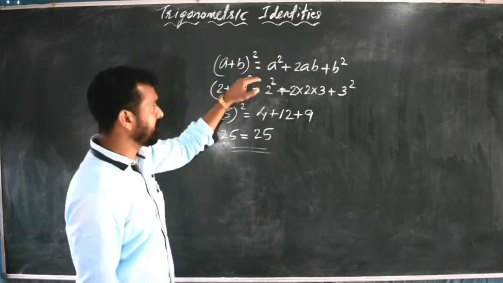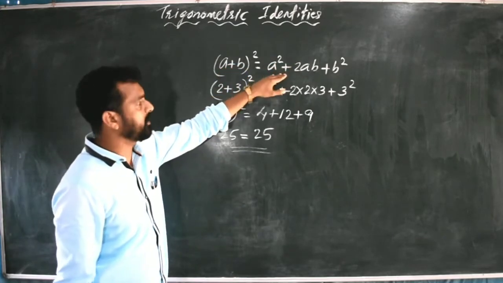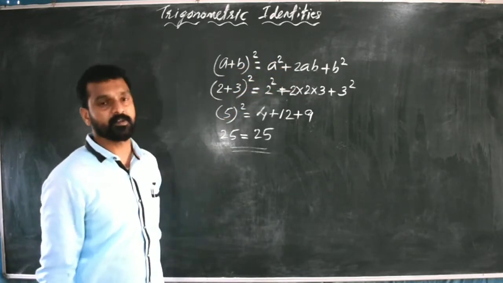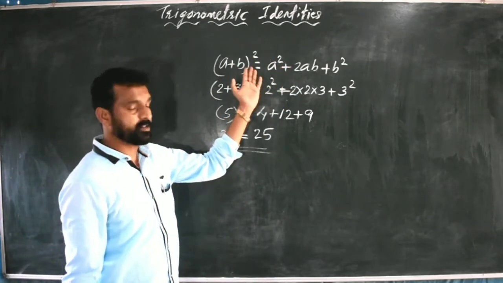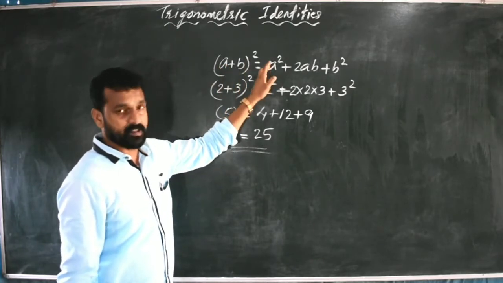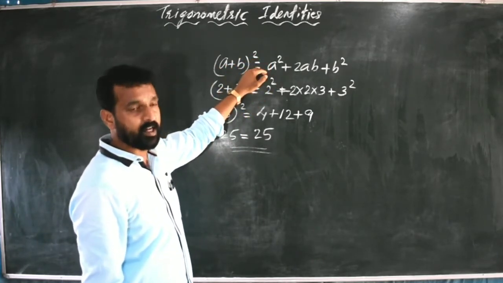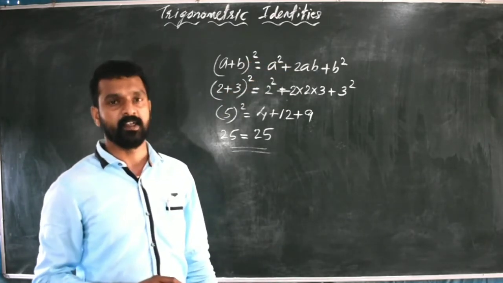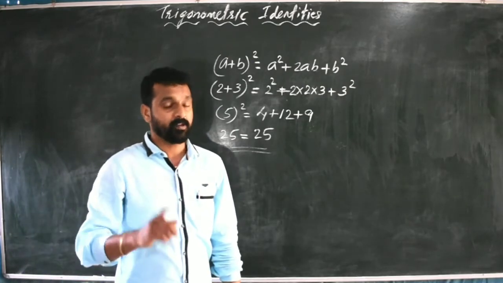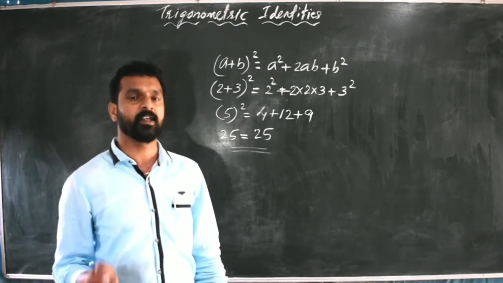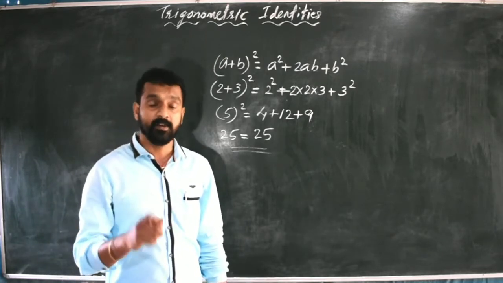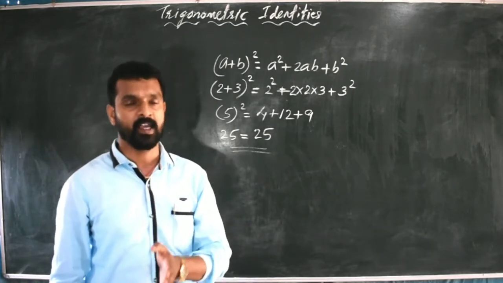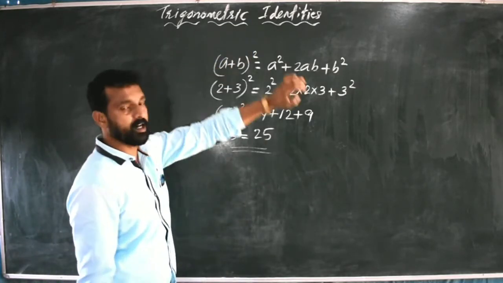In the case of an identity, variables will be there. Here a and b are the variables. Any value we can substitute in place of a and b, and it is true. In the case of a trigonometric identity, an equation consisting of trigonometric ratios of an angle is called a trigonometric identity if it is true for all values of the angles involved.